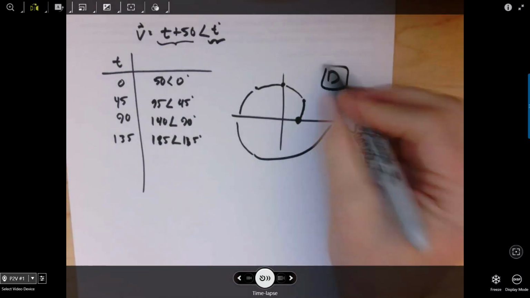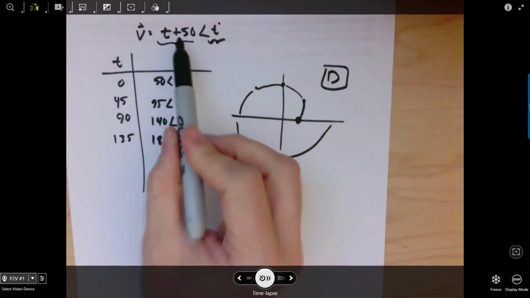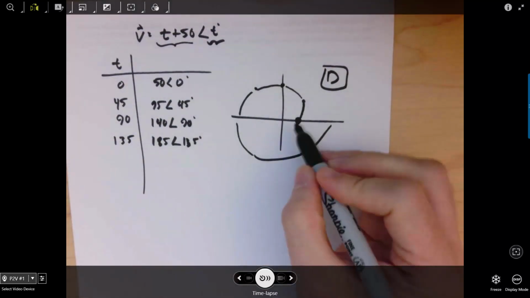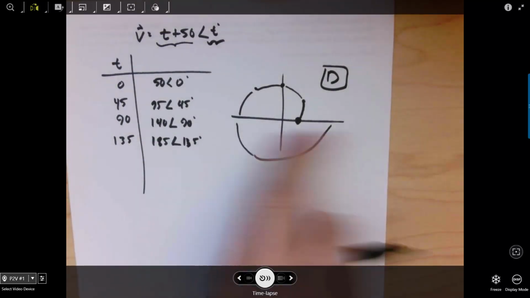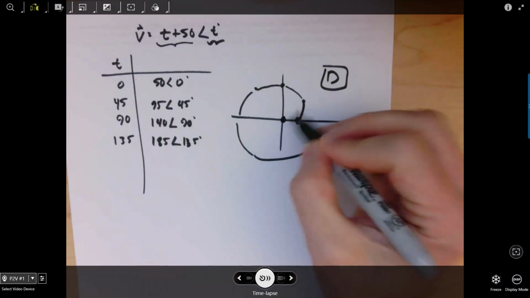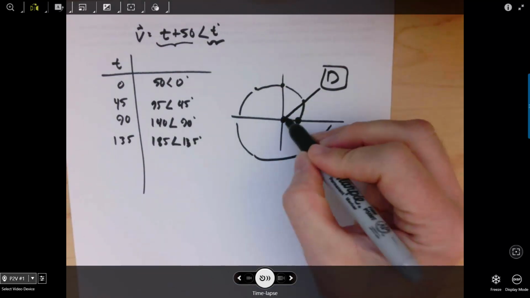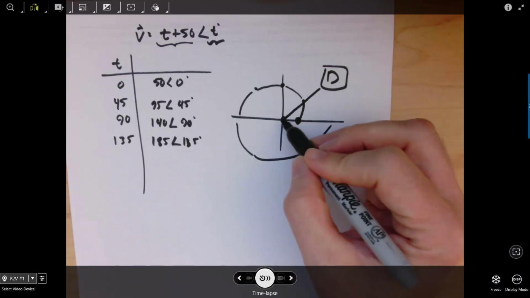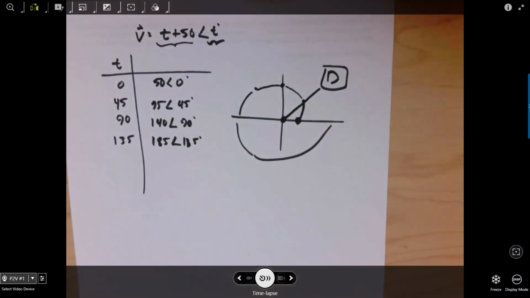So the correct answer was D, the student who said that this is just adding 50 to all the distances. And I think the key to realize is that the distances aren't talking about an x distance. It's not talking about a y distance. It's talking about a distance from the origin along the line at a particular angle. So the distances are always measured starting from the origin.